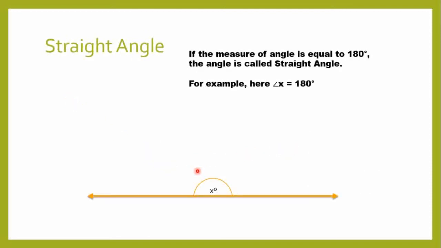And then the next type of angle we have is a straight angle. If the value of an angle is exactly equal to 180 degrees, that angle is called a straight angle. So when two arrows originate from the same place in opposite directions, the angle formed by that is called a straight angle. Here x degrees is equal to 180 degrees, so it will be a straight angle.